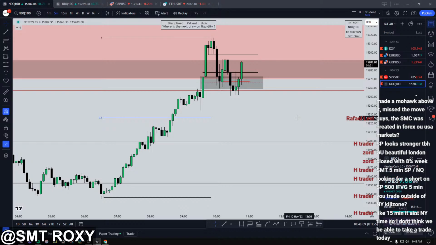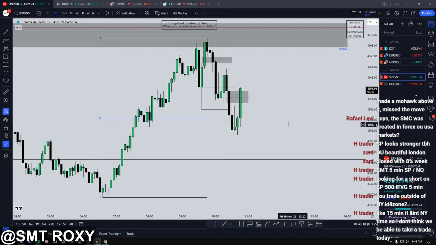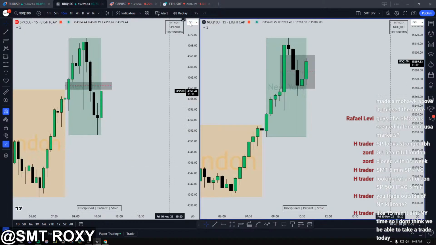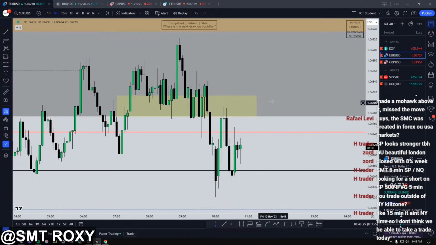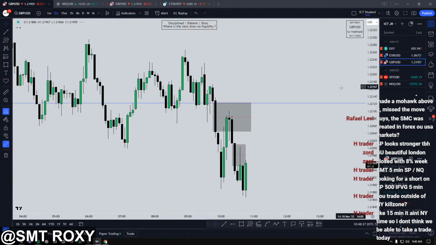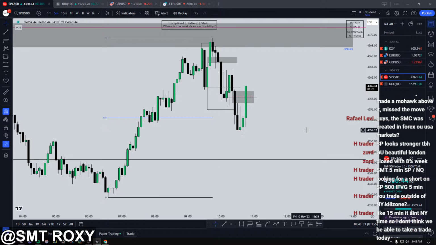I like 15-minute. It ain't New York time, so I think we'll be able to trade today. Coming up, I want to see if we close above that. If we do, I want to see the 15-minute one revisited, probably push price lower. I think the majority of the move is probably done already, probably until like lunch, late AM session. That's what I'm waiting for, honestly.